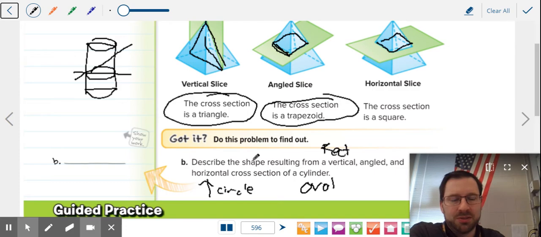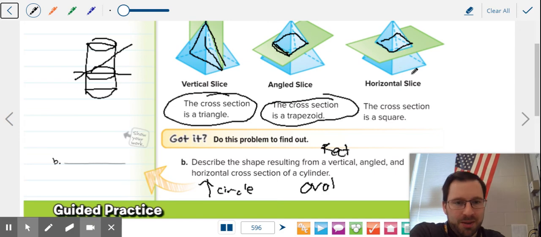Those are cross sections. So just practice it with different pyramids and prisms. Okay, in general, the vertical is the front view, and the horizontal is the top view, and then the tough one is the angled slice, where it usually stretches your shape out. It's a stretch of the top view.